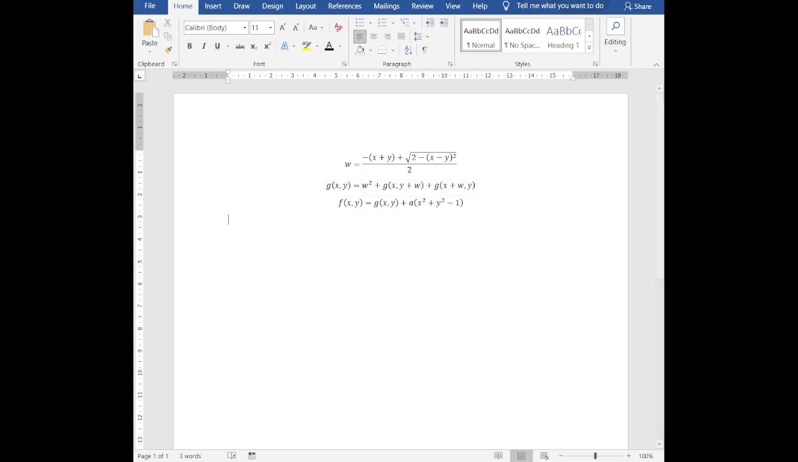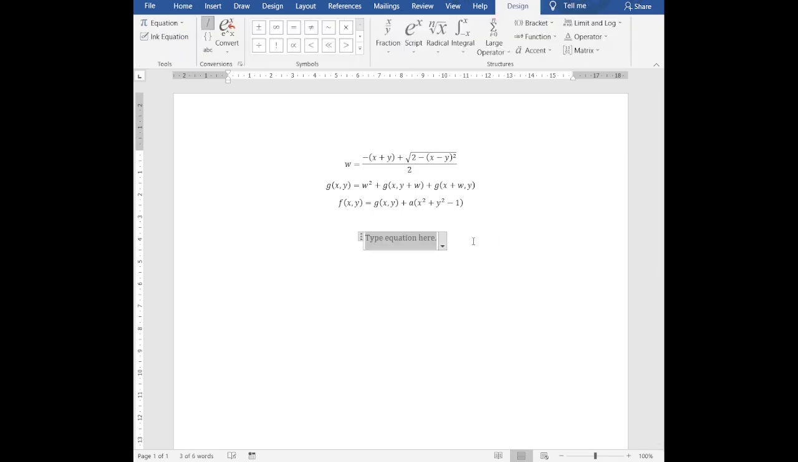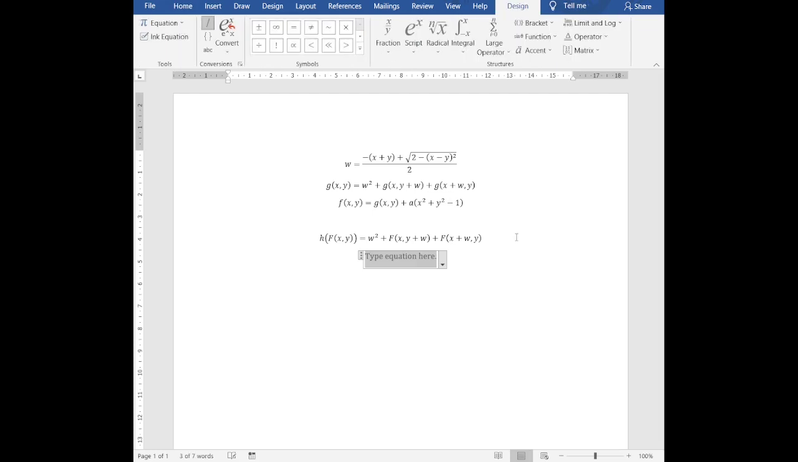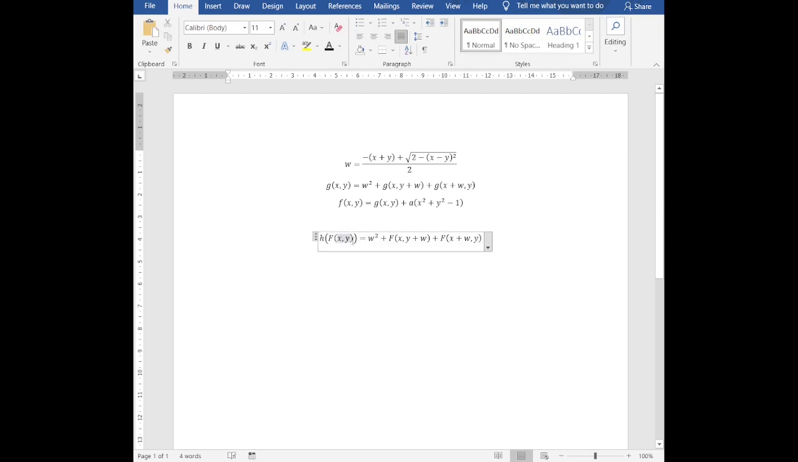Let us assume that we have a function g of x and y, which is a solution to this problem. Let us define the function h of some function, let's call it capital F. So capital F of x and y, and say that that is equal to this. All right. Okay. Now what we're going to do is, no, that's not even what I want it to be equal to. I'm talking nonsense. I'm going to say it's equal to that.